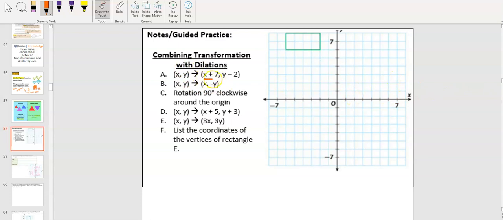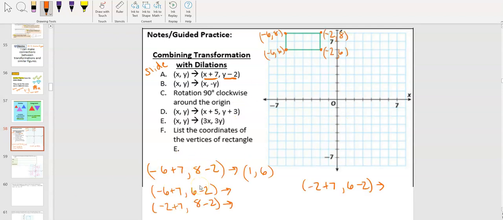Now remember this rule: anytime I'm adding or subtracting to x or y, it is a translation. It means I am sliding my shape up, down, left, or right. So I'm going to take all of the points of my shape and slide them 7 on x and 2 down on y. So to the right 7, and down 2.